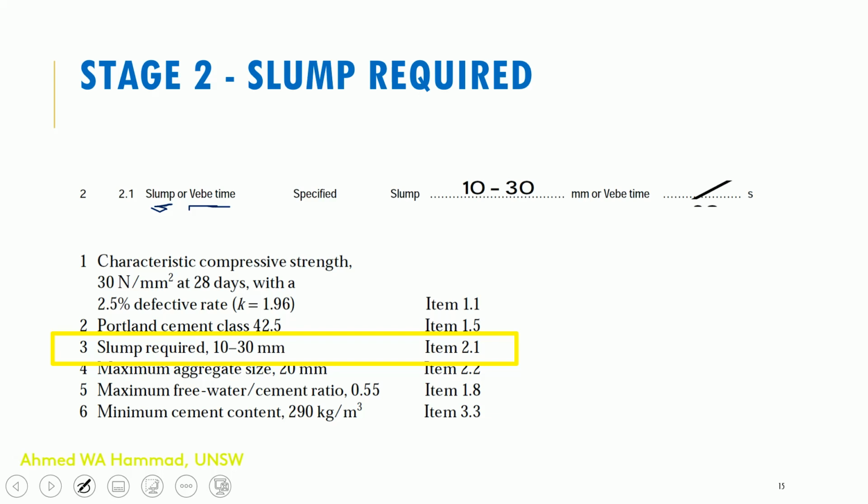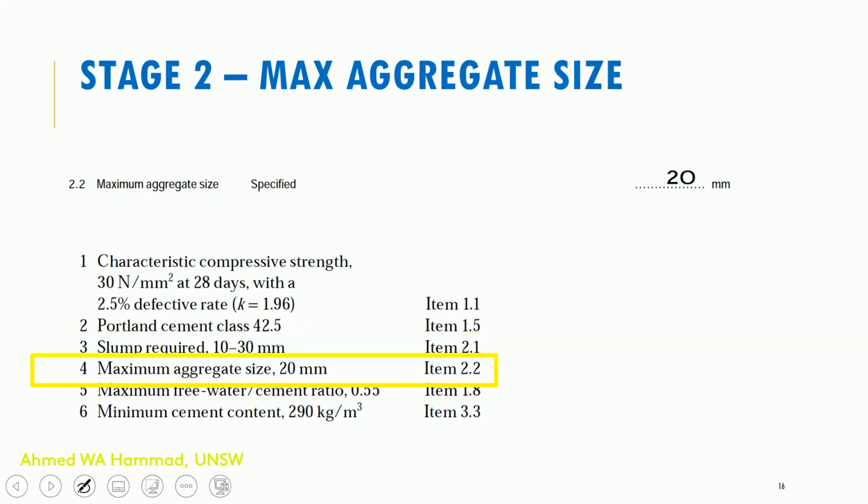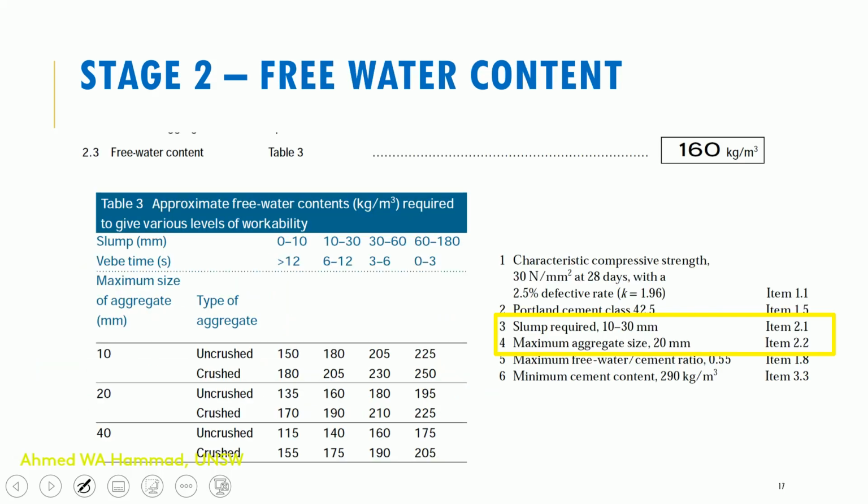But in our case, we're just concerned with the slump in this question. And so the slump is given to be between 10 to 30 mils. So that's step 2.1. Step 2.2 is concerned with the maximum aggregate size. Again, this is specified by the client, and it's given as 20. And then step 2.3 is the free water content.